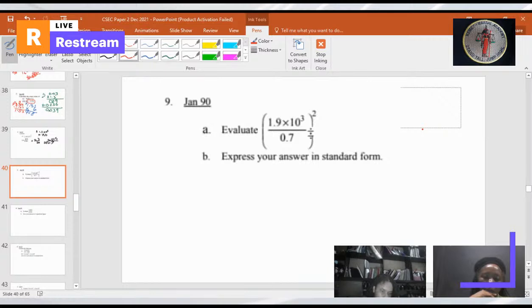So, Miss, that would be 1.9. There are a number of ways you can work it. You're working this first. So you'd have 1,900, yes, Miss, 1,900.